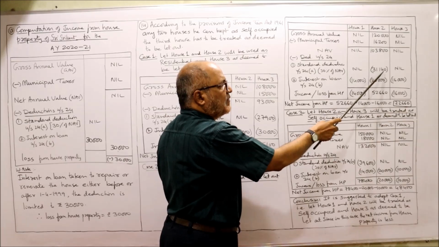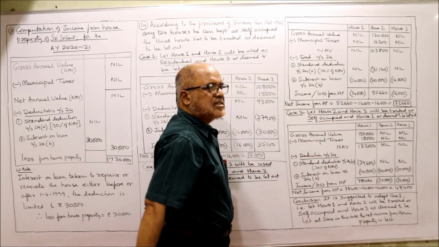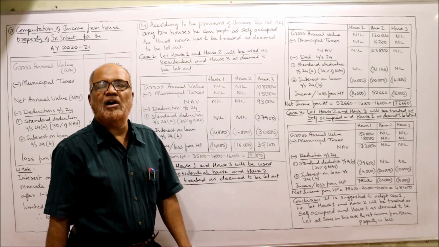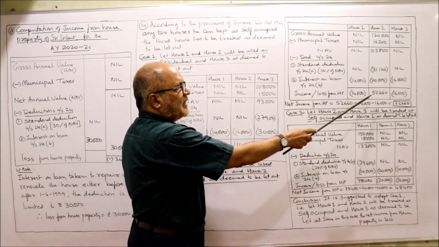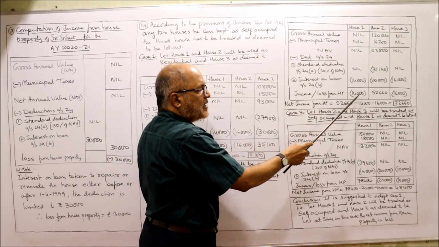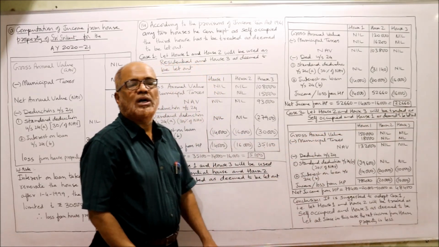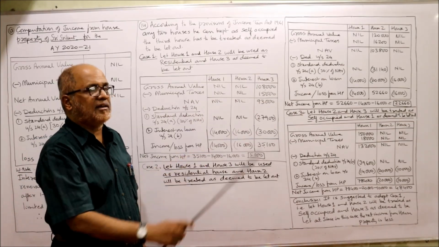Now subtract. 0 minus 14,000, minus 14,000. 1,03,800 minus 31,140 minus 20,000, you will get 52,660. 0 minus 16,000, minus 16,000. Now we calculate the net income from house property. Here 52,660 minus 14,000 minus 16,000. You will get 22,660 as the net income from house property in second case.